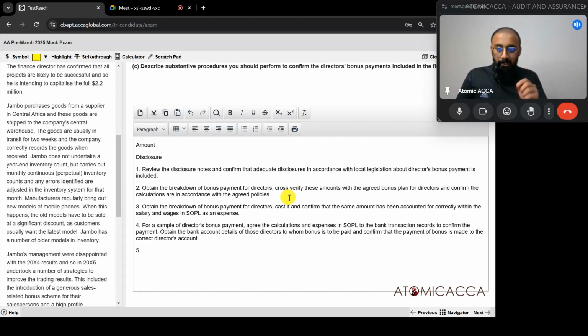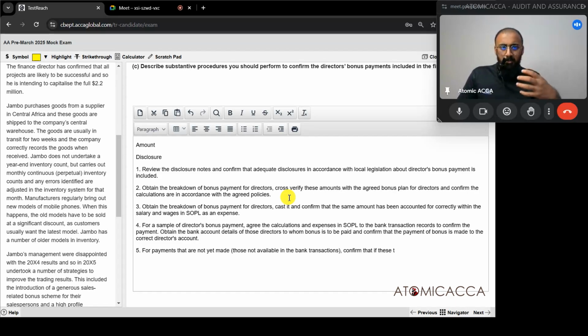We told next thing about liability. For payments that are not yet made, those not available in the bank transactions, confirm that if these bonus is like meeting targets, right? So it becomes a liability for the company only if these people have met the target.